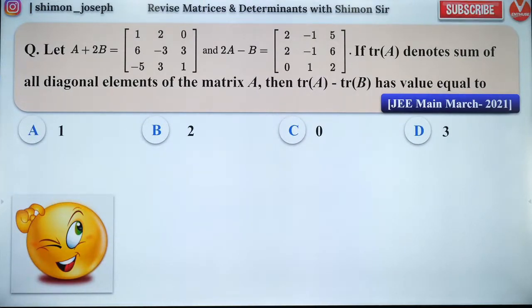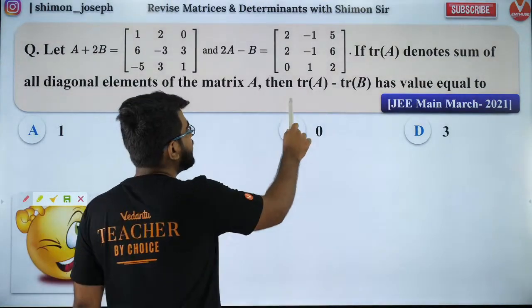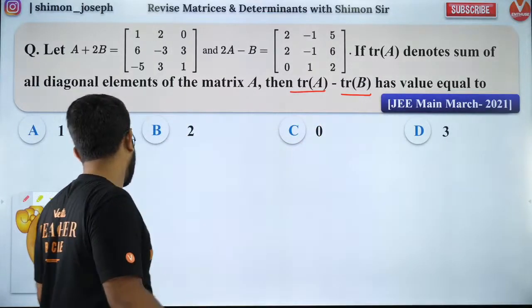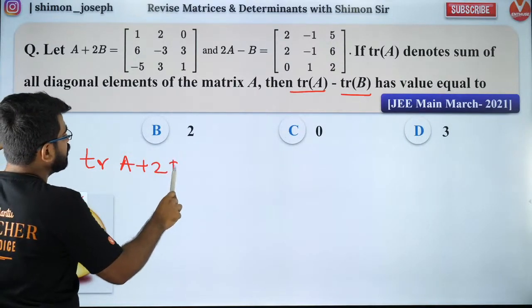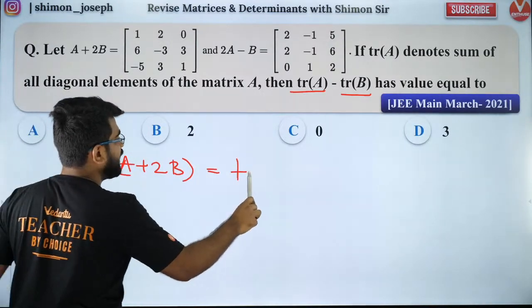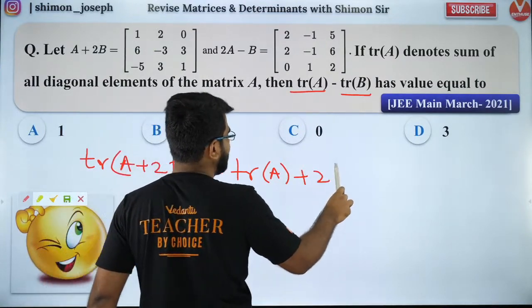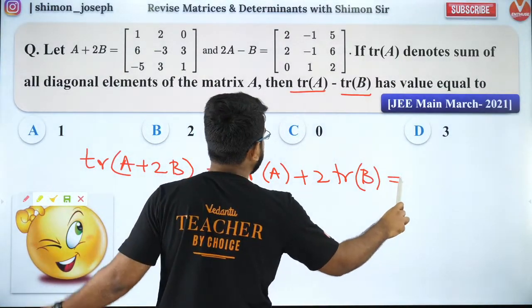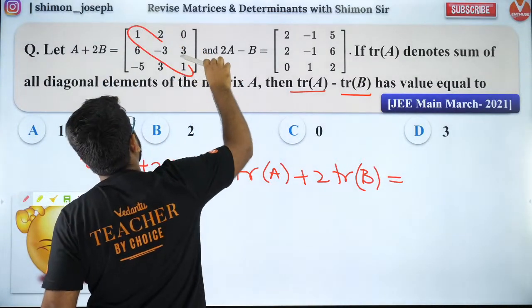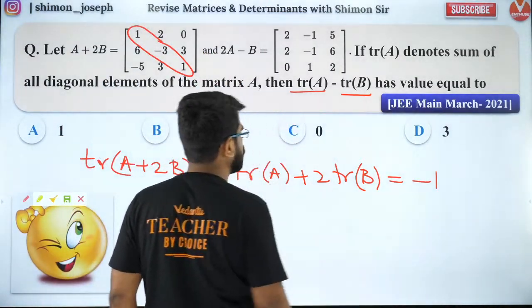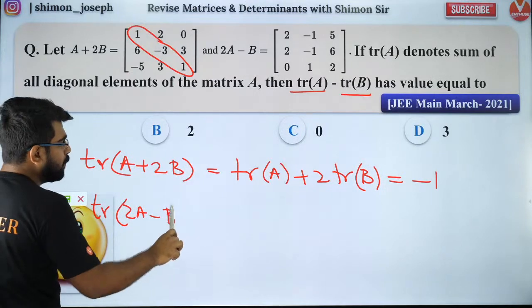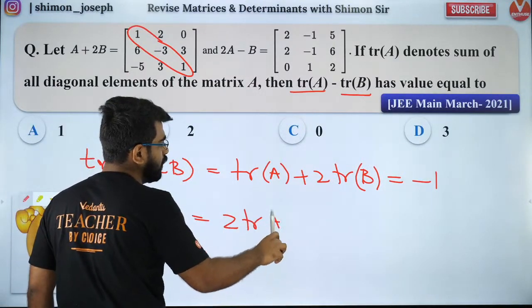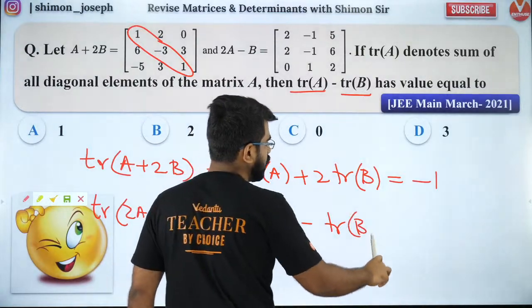So now try to solve it. You should be able to do it. Use the property which I told you. See, you finally want trace of A minus trace of B. So what you can do here is apply trace here. So trace of A plus 2B is how much? It is nothing but trace of A plus 2 times trace of B. Is that correct? So that will be equal to how much? 1 plus minus 3 plus minus 1, which will be minus 1. And next we have trace of 2A minus B. So that will be equal to twice of trace of A minus trace of B is equal to how much?